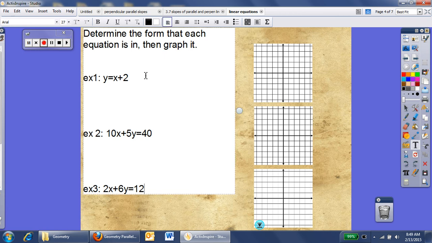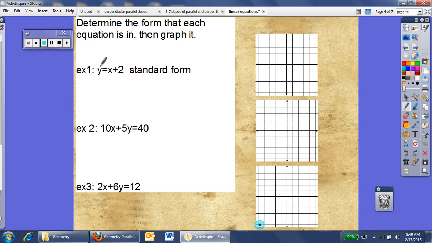So example 1, this one is in standard form. In standard form, we're given the form y equals mx plus b. In this case, the slope, m, equals 1, and b, the y-intercept, equals 2. Let's go ahead and start at 2, the y-intercept, so that we can graph it. Looking here, we have 1, 2. I'll put a point here.